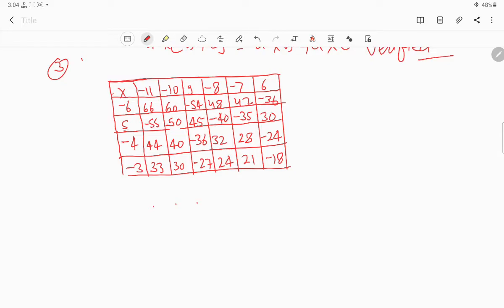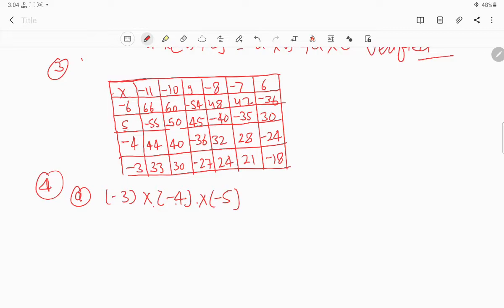Now question number 4. What is asked in question number 4? Find the continued product. A is given: minus 3 into minus 4 into minus 5. See, watch.